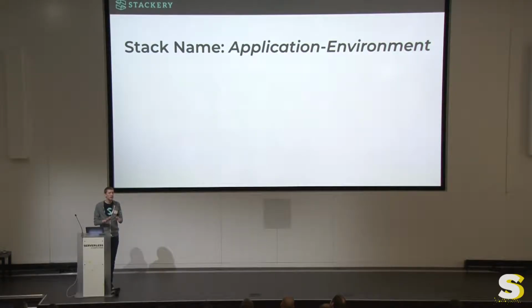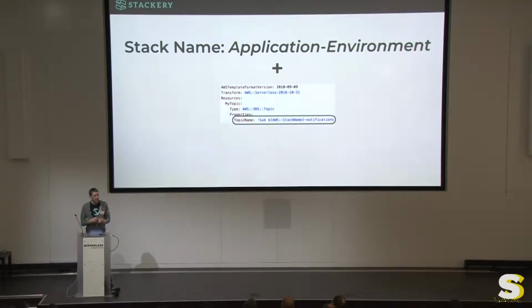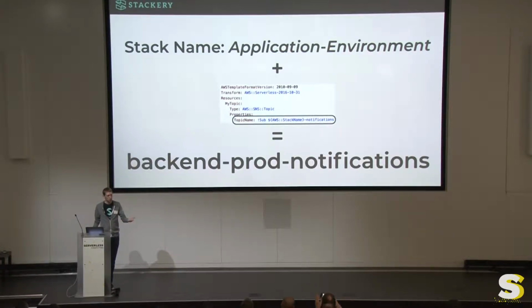We can solve this in a pretty simple way with a couple rules. First, we can name our stack based on the application and the environment name. We mix with that, when we specify our resources, we hard code the name of the resource so that it's not generated for us with some random stuff, but we interpolate the stack name in using a string substitution intrinsic function. So that makes it possible for us to end up with resource names that look like application name, environment name, and resource name. We've achieved all three of our goals.